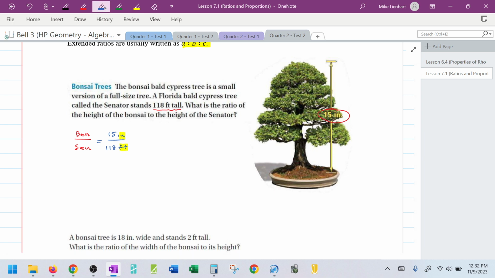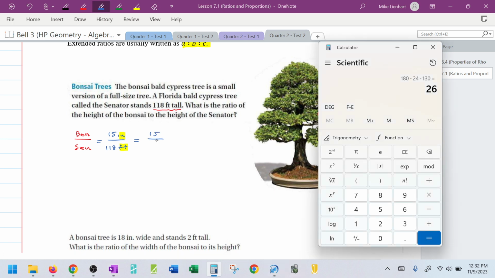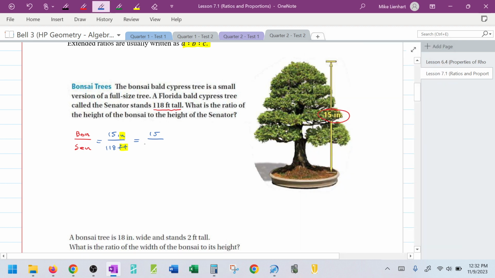Now, typically speaking, when you have different units, what you want to do is convert down to the smaller unit. So inches are smaller than feet. So I'm going to say I have 15 divided by, I'm going to use my calculator here. I know that 1 foot is 12 inches. So 12 times 118 feet will give me 1416. All right. And this would be our ratio.